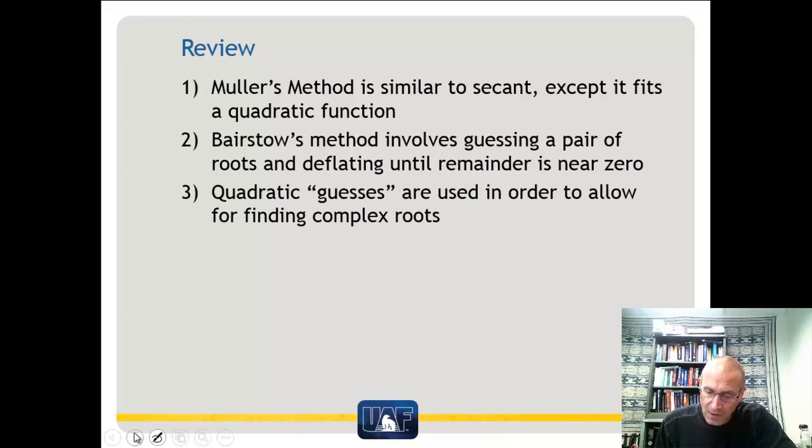And one last thing to mention, the reason we do quadratic guesses, or effectively guess two roots at the same time, is it allows you to find pairs of complex roots. You can't do that with false position or the secant method.